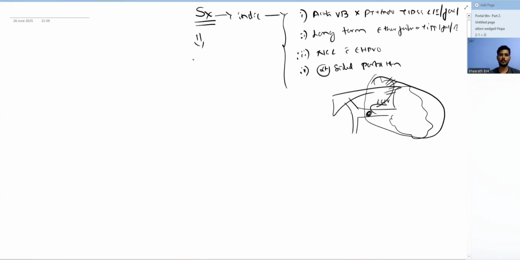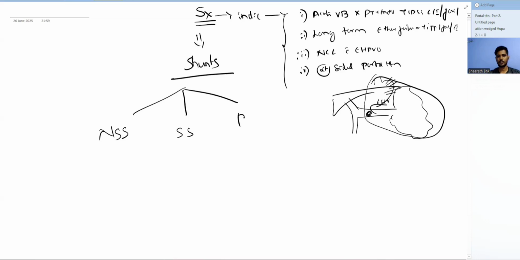By surgery, I mean it is shunts. Right? So these shunts are divided into non-selective shunt, selective shunt, and a partial shunt. So the basic principle is the problem that the portal blood is not going into the liver. So you need to put it into the inferior vena cava by some other means. And what you use is called a shunt. So depending upon how you do it, it is classified into non-selective, selective, and partial shunts.